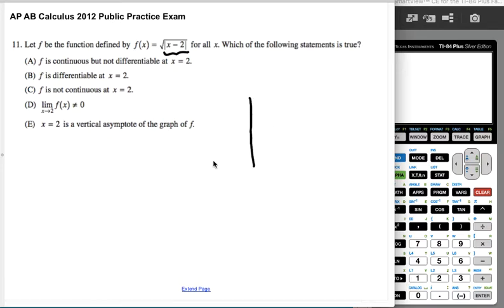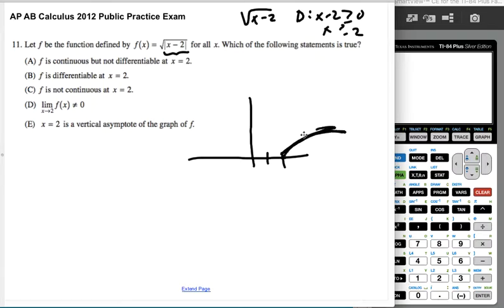Okay. So the issue here is that what this absolute value is going to do is it's going to let you have an input. Normally, if you didn't have the absolute value, this thing has a domain restriction where x minus 2 has to be greater than or equal to 0. So x is greater than or equal to 2. So normally you have this, right? This is what that would look like.